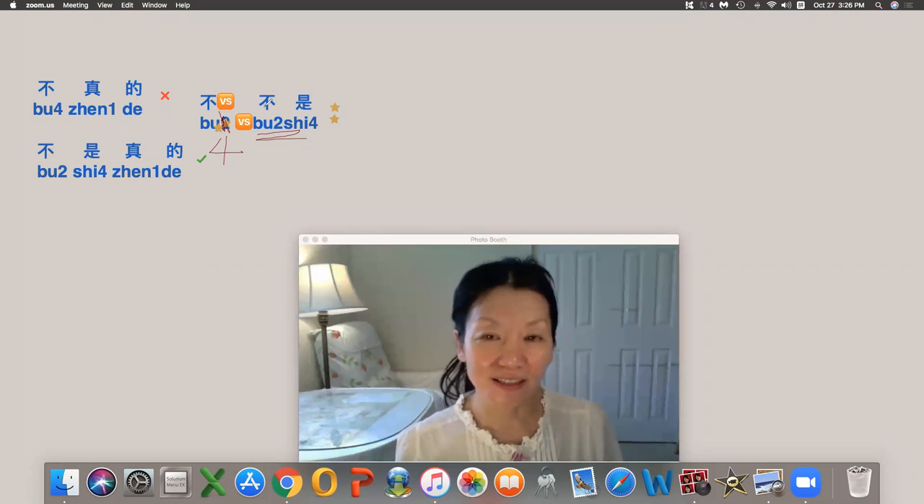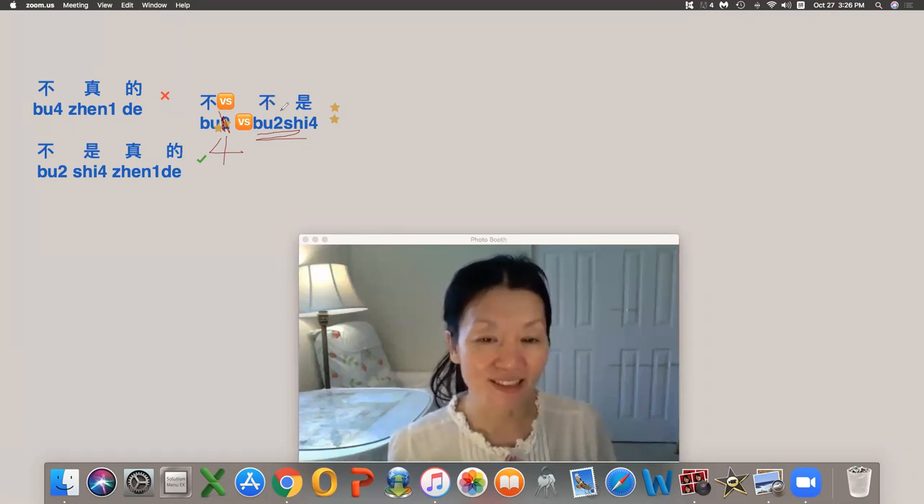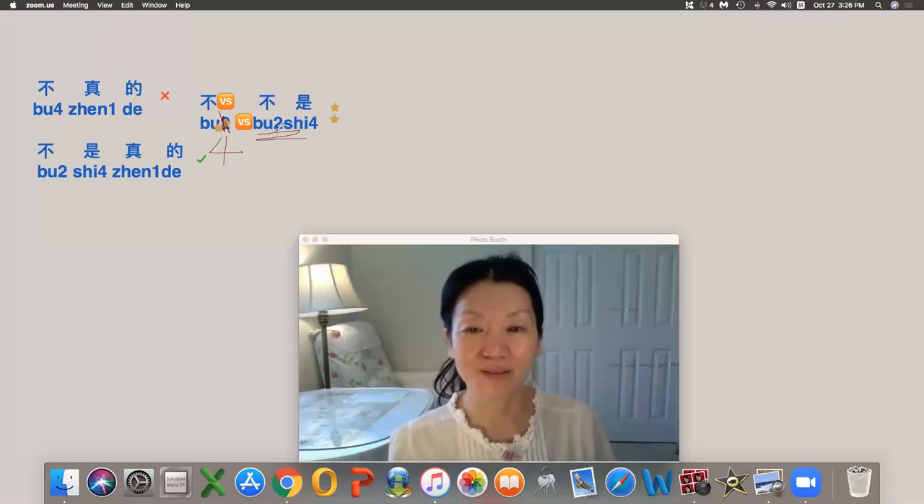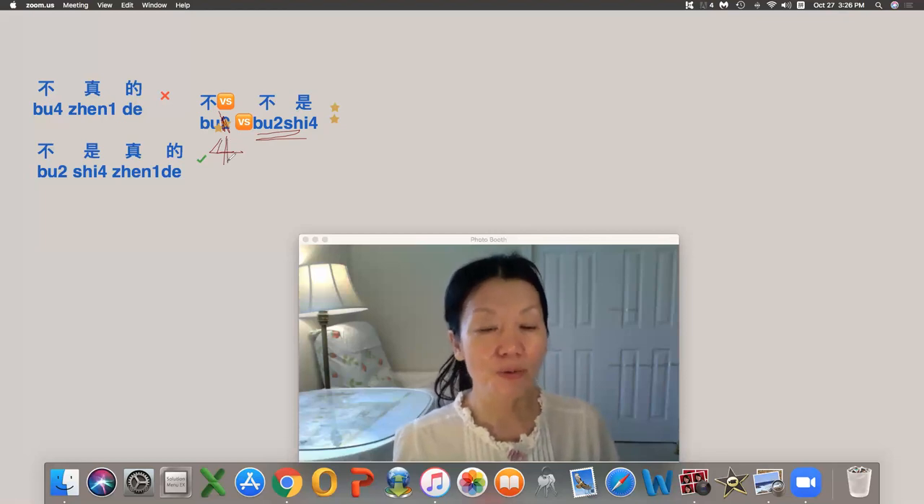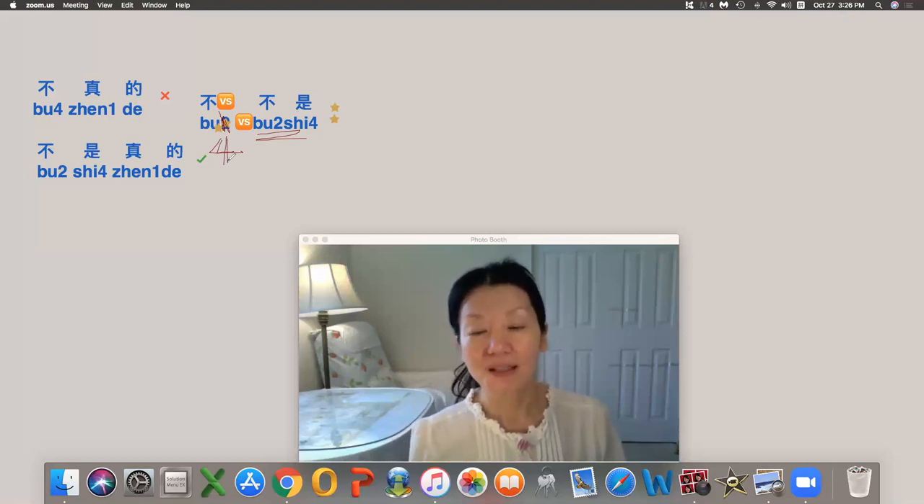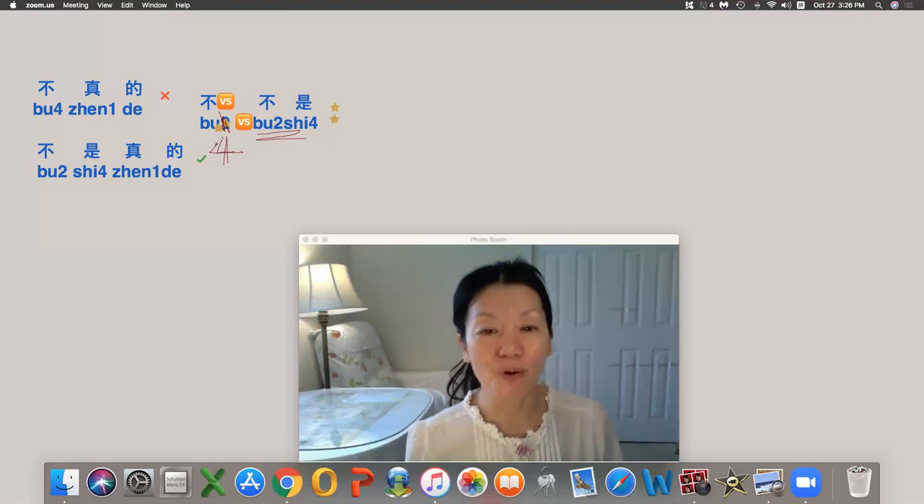If the negative 不 is followed by another character, we don't pronounce the fourth tone, we pronounce the second tone. We say 不, okay? That's why here we say 不是, we don't say 不是 with the fourth tone. By itself, we pronounce the fourth tone, okay? 不, done.